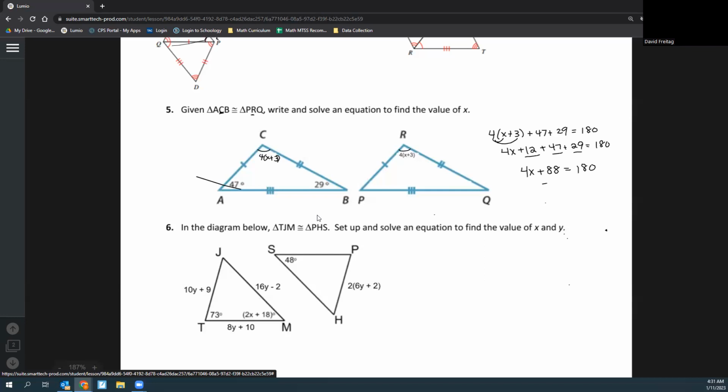I subtract 88 on both sides. That gives me 4x is equal to 92. I divide by 4. X is 23. All I want to know is what x is, so we're done.